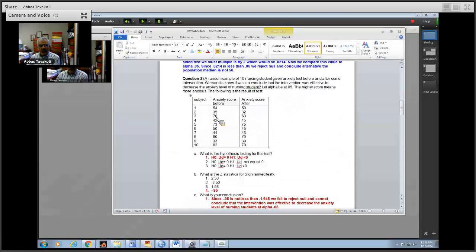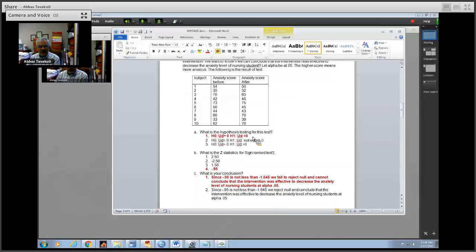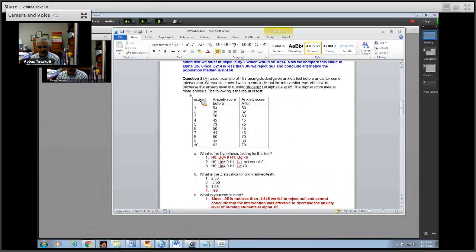And what is the parametric test? There was one sample, so it would be a one sample t-test.